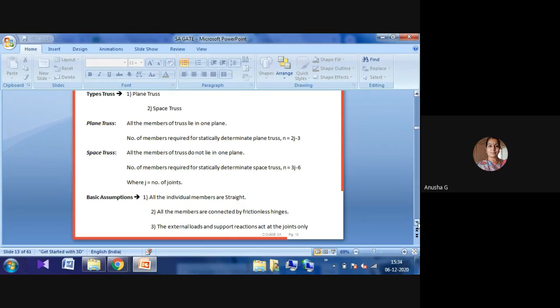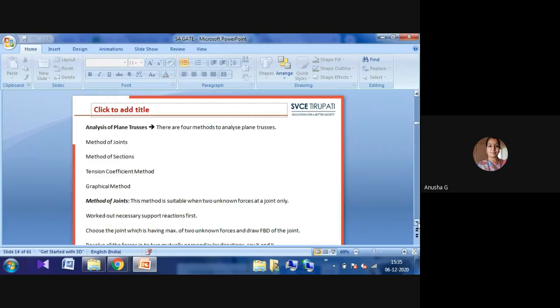We have to observe that all the individual members of a truss are straight. The second assumption is that all the members are connected by frictionless hinges. The third one is that the external loads and the support reactions act on the joints only, not on the members. That is our second point.